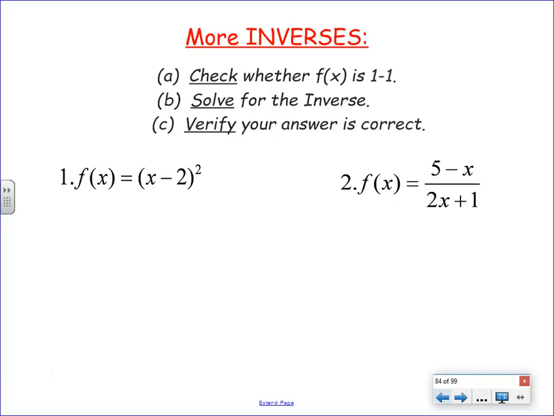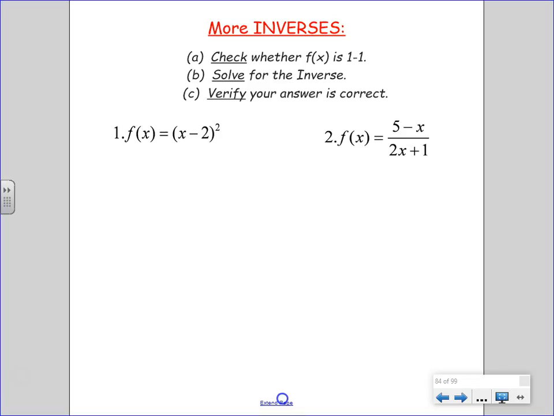I think number 1, we can kind of see is going to be a problem anyway, right? It's squared. So let's check out number 2. How can we check whether or not this function is one to one? We could graph it, or we could just find the inverse, and then see whether or not we can find the inverse and have it be just one answer instead of like a plus or minus. How do we find the inverse for number 2? Switch the x and y.